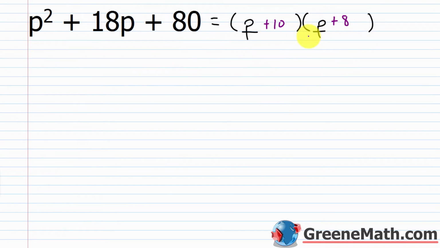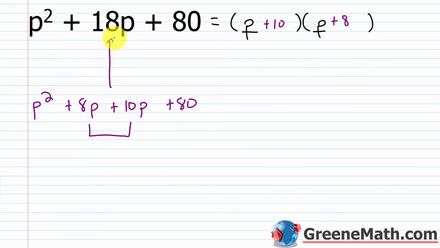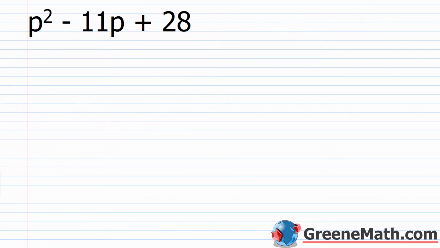So if I have p times p, that's p squared. Then p times 8, that's plus 8p. Then 10 times p, that's plus 10p. And then 10 times 8, that's plus 80. And you can see that these two middle terms, the sum is going to be this right here, 18p. That's what you're looking for. This number plus this number gives you this number. This number times this number gives you this number. So again, two integers whose sum is b, whose product is c. All right, let's take a look at another one.